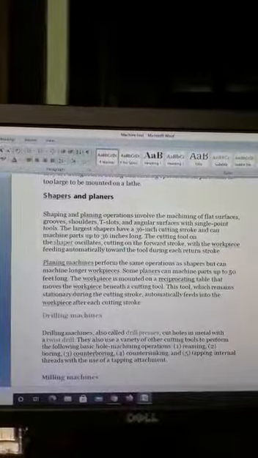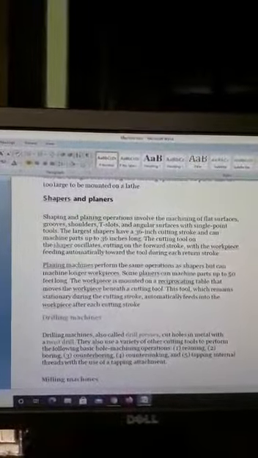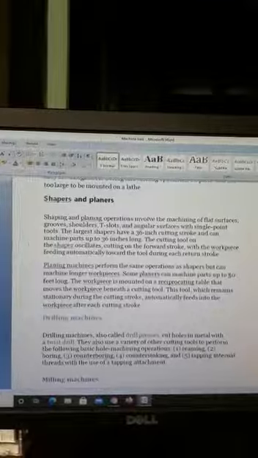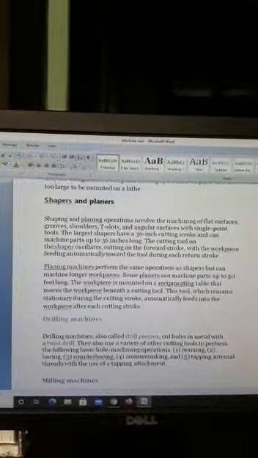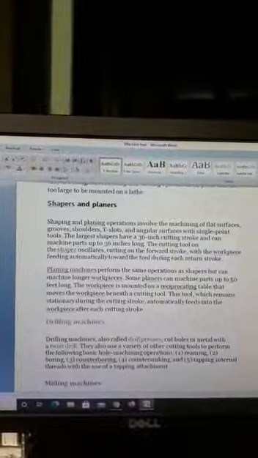Planing machines perform the same operations. In the picture, the upper portion is the shaper and the next portion is the planing machine. Planing machines perform the same operations as shapers but can machine longer workpieces. Some planers can machine parts up to 50 feet long.